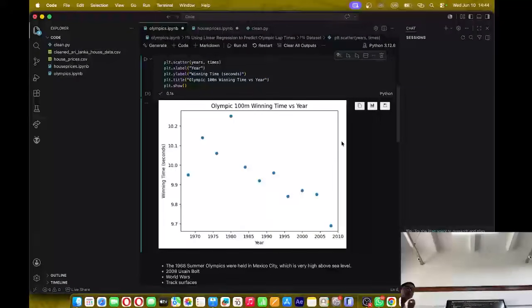So one of the reasons is 1968. Listen. In 1968, the Olympics were held in Mexico City. That's a very high up place, in the mountains. And you know what happens when the mountains are high? The altitude is higher, and the air is less thick. When the air is less thick, there is less resistance to run.